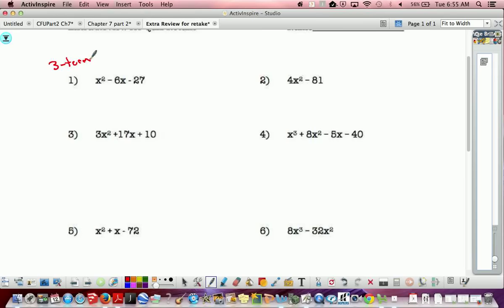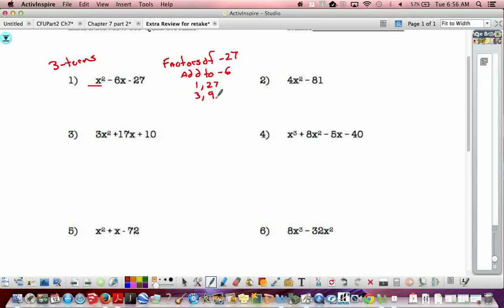Okay. So with it being 3 terms, that's where I look at my leading coefficient. Since it's just an x squared, I don't have a number in front, I don't have to multiply. So now all I'm doing is looking at factors of negative 27 that add to negative 6. So if you have to, start listing the factors. 1, 27, 3, and 9. Those are the only factors of 27.